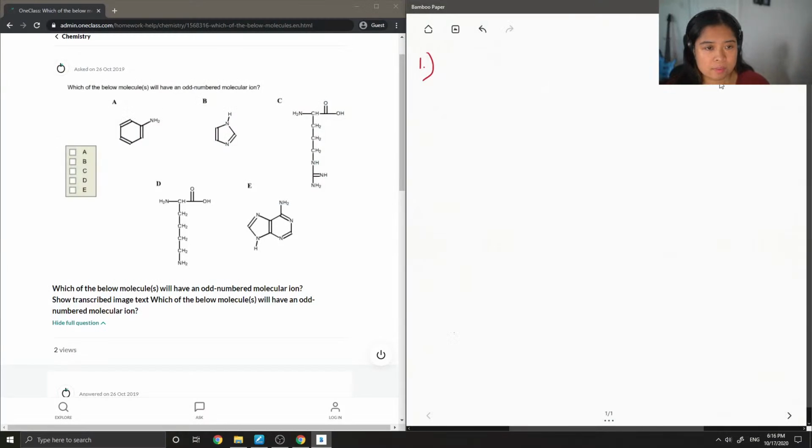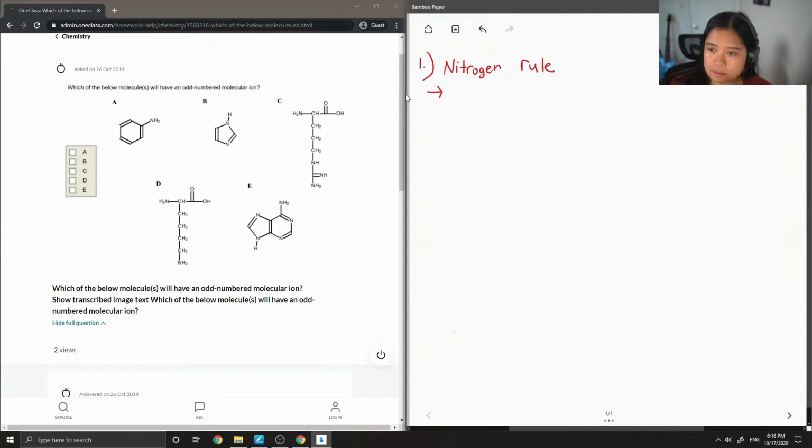Okay, so I'm just going to get started on the set of questions. Okay, so question number 1. Which of the below molecules will have an odd-numbered molecular ion? Okay, so before I answer the question, I'm just going to give you a brief explanation as to what the nitrogen rule is.